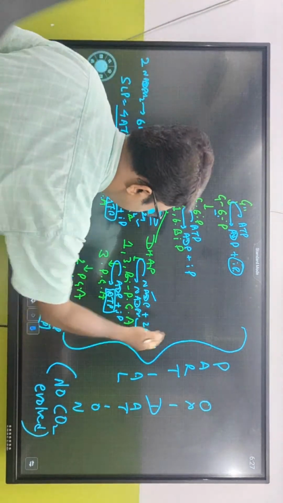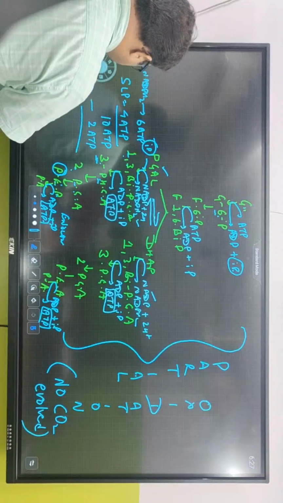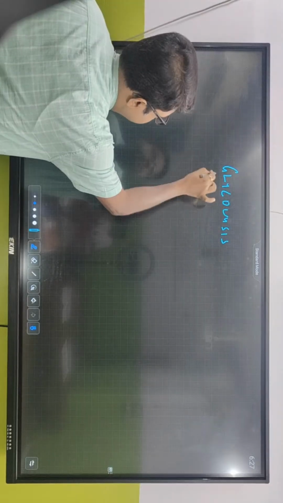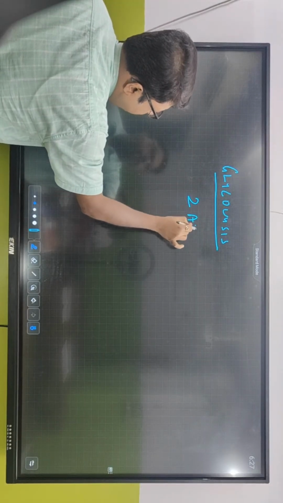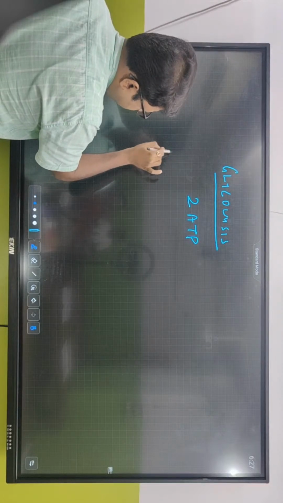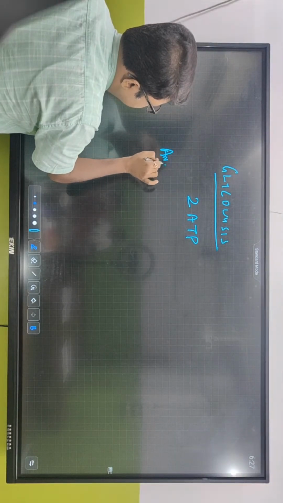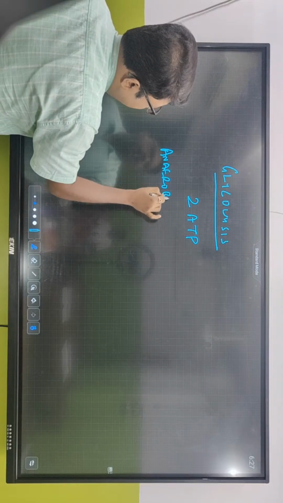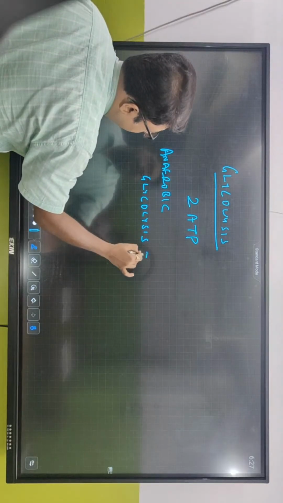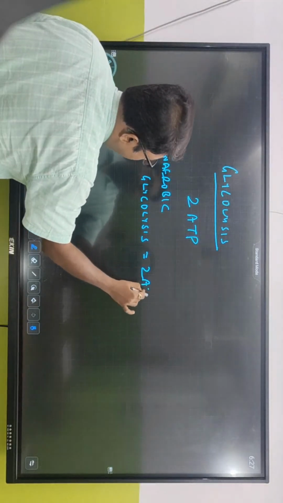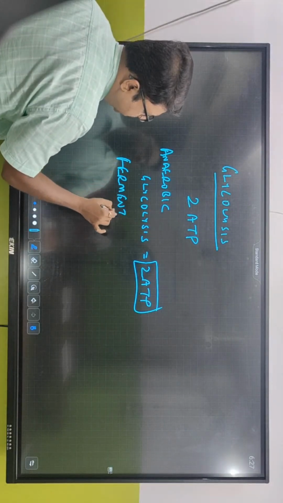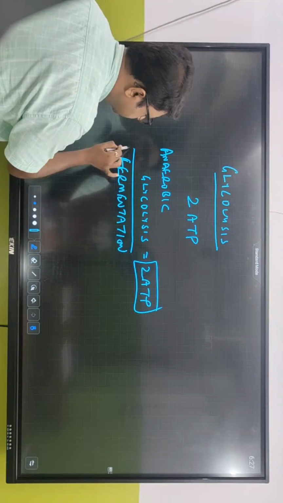Now, in glycolysis, 2 ATP being formed, and during fermentation or anaerobic glycolysis, 2 ATP being formed. And what is this called? Fermentation. We will talk about that.